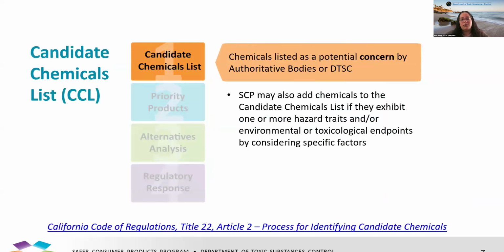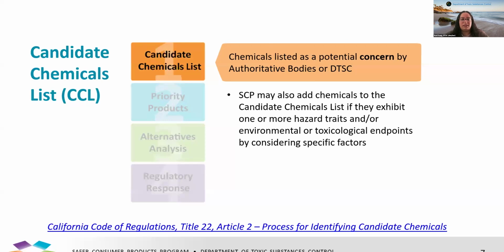So the candidate chemicals list, or the CC list, as we'll refer to it today, is a menu of chemicals that we can potentially regulate. And the chemicals on this list have all been identified by various authoritative bodies as having hazard traits or potential for exposure. These authoritative bodies include international research agencies, as well as federal and state programs, including the California Department of Public Health and the Center for Disease Control, or sometimes even DTSC. We update our CC list quarterly, and you can view the up-to-date CC list on our website using the link just shared in the chat.